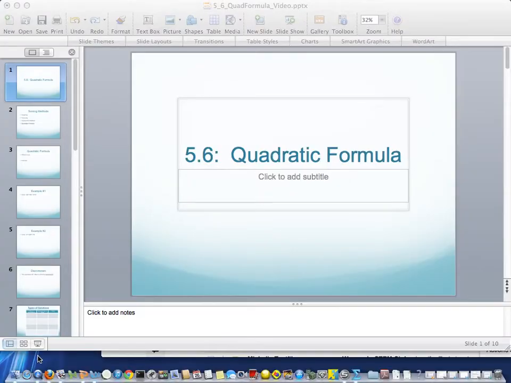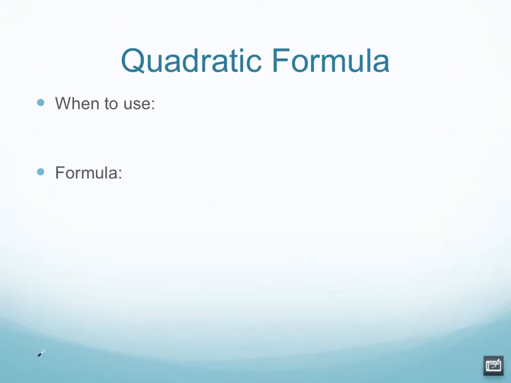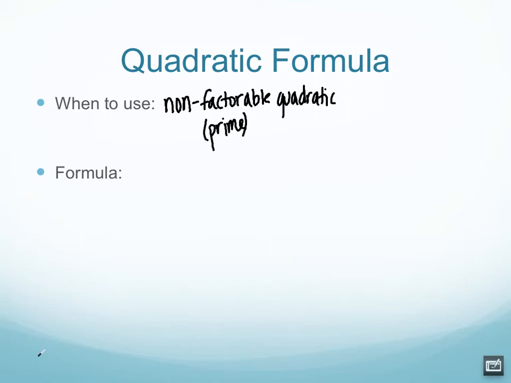Okay, so before we write down the formula, I want to talk about when to use the quadratic formula. The quadratic formula is generally used for non-factorable or prime quadratics. So you should always check to see if the equation is factorable. If it's factorable, factor it. If it's prime, so you can't factor, use the quadratic formula.